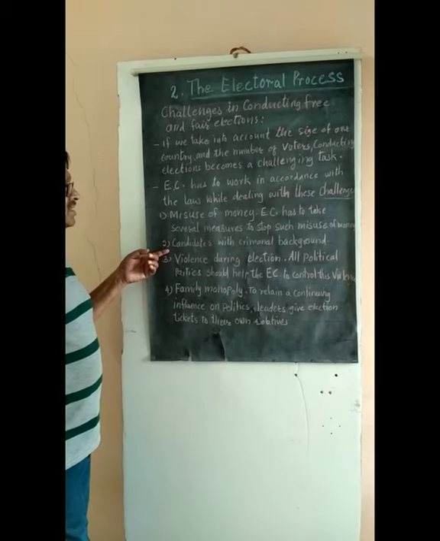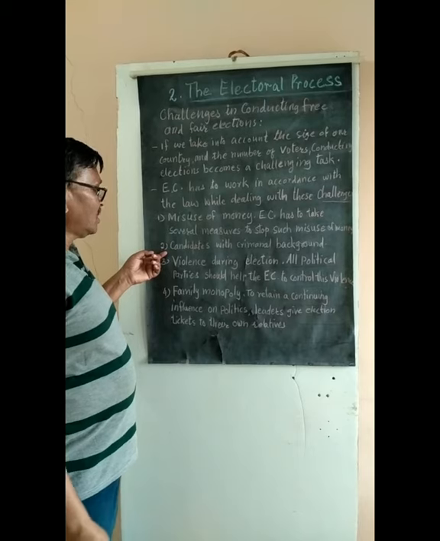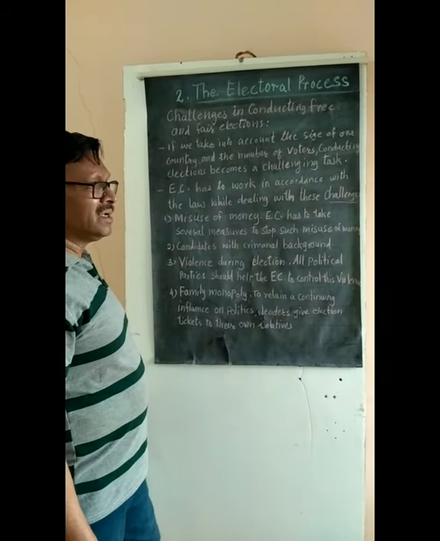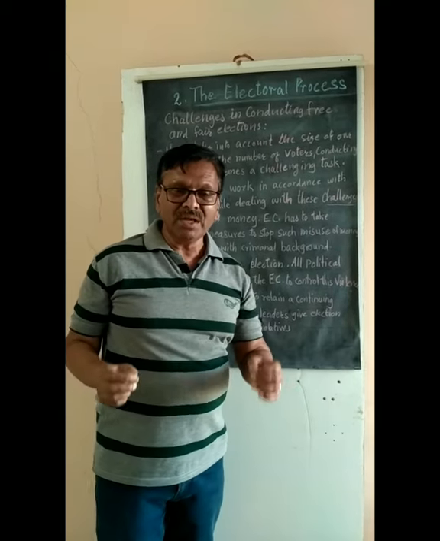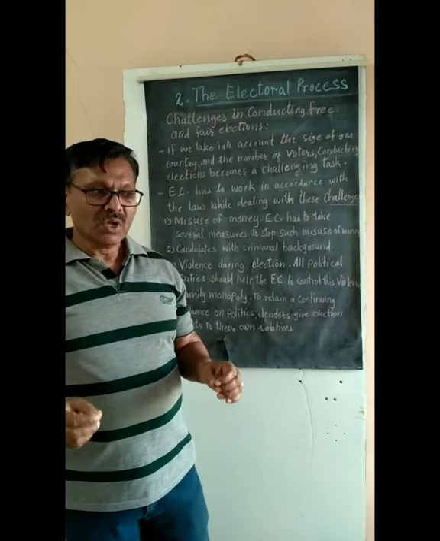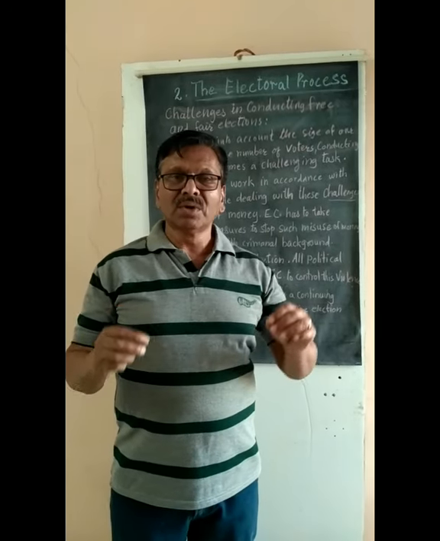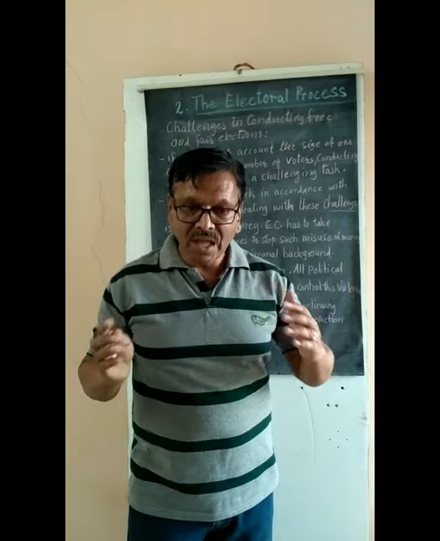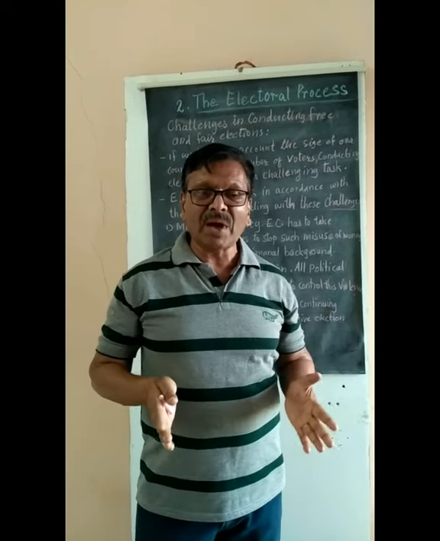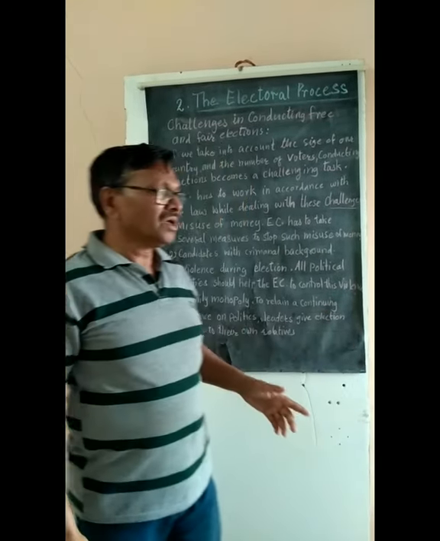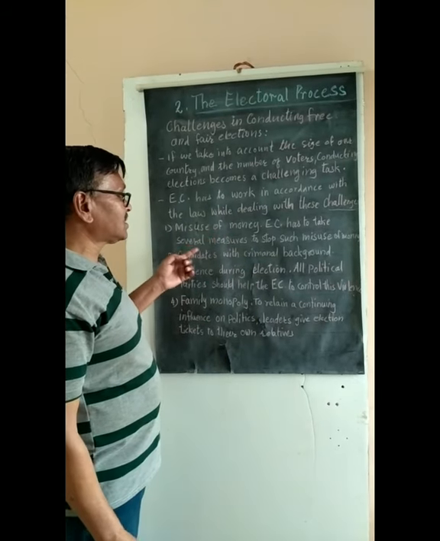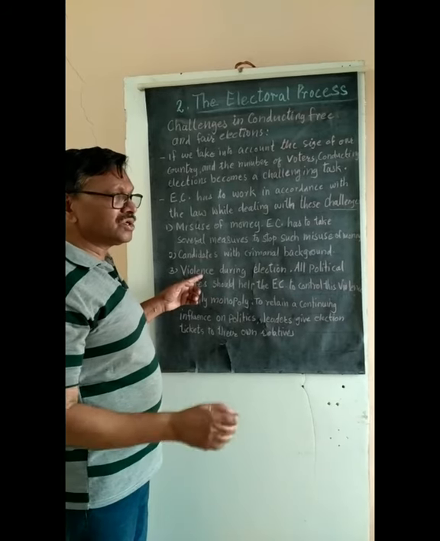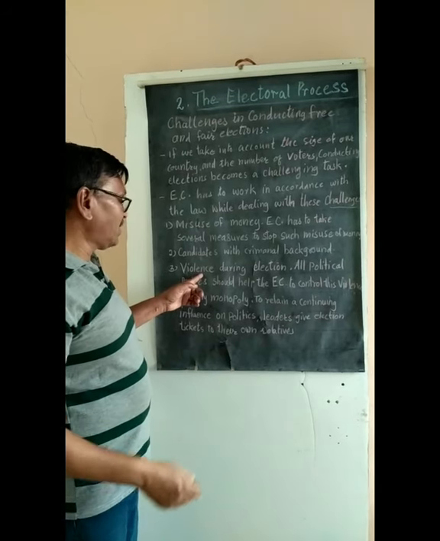The second challenge before the Election Commission is candidates with a criminal background. My dear students, many a political party wants to give their tickets to candidates who are of criminal background, and then criminalization increases in the parliament. To avoid this, the Election Commission has to take several measures to stop this criminalization in the parliament.